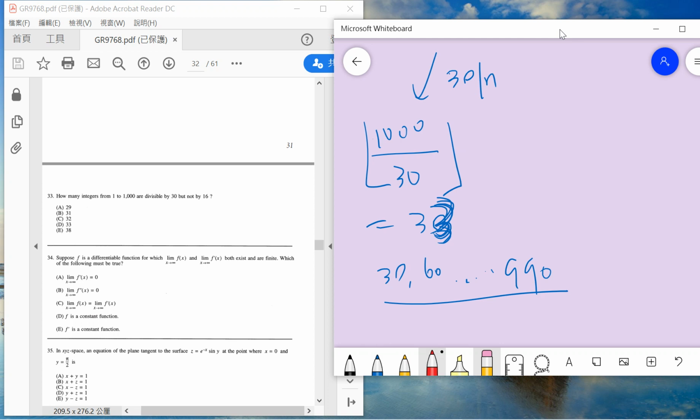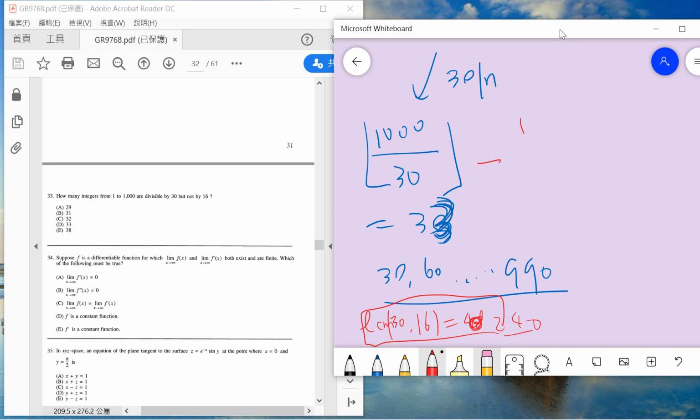And he's asking about the number divisible by 30 but not 16. So we need to calculate the least common multiple. So it's 40. It's not 48. What I'm writing about. It's 200. Let me see. 240. Let me see. 60, 90. Right. So 240. 240 is the least common multiple.